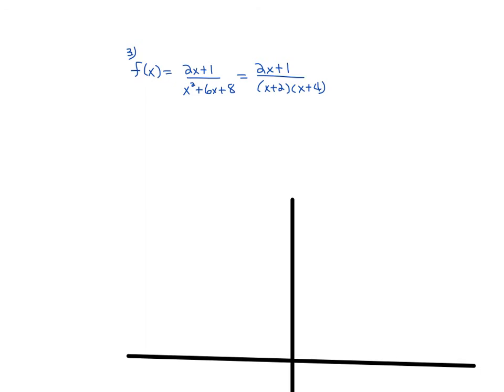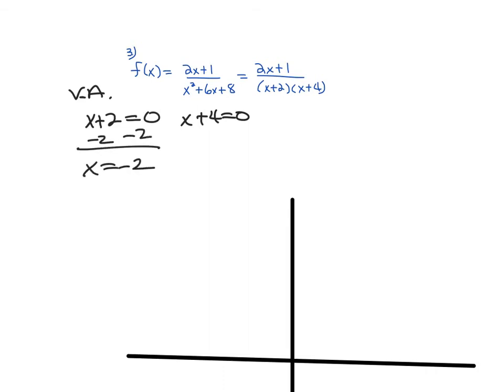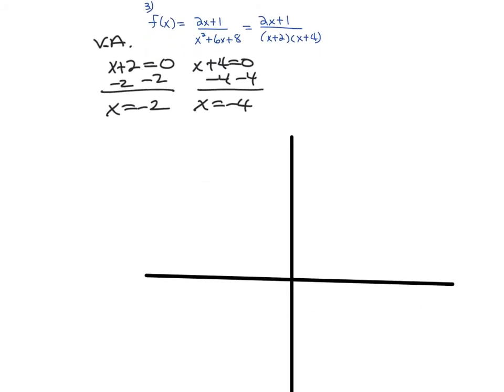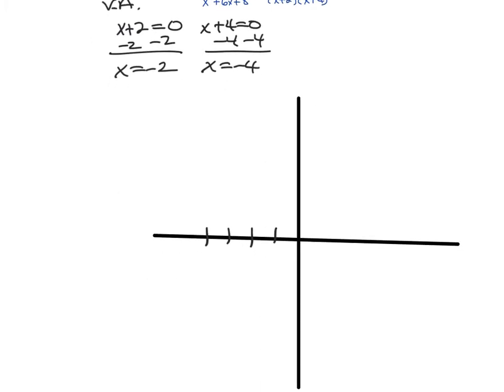All right, so here, x plus 2, this is the work for the vertical asymptote. x plus 2 equals 0, x plus 4 equals 0. Negative 2, negative 4. So I've got two vertical asymptotes. So let me draw them in blue. 1, 2, 3, 4. So I've got one here at negative 2 and one at negative 4.